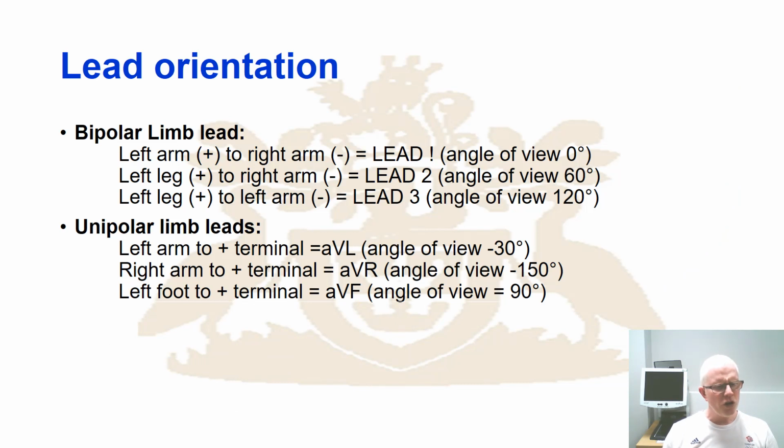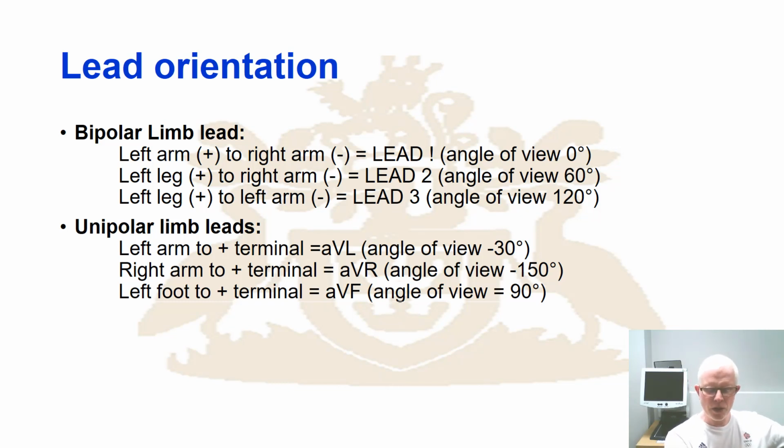The second are what are referred to as the unipolar leads. So we've had our bipolar, but the unipolar again use the arms and the leg. So now we're going left arm positive terminal. This isn't connecting, this is just going on the left arm. This is the positive terminal, that's referred to as AVL, and that gives us about a minus 30-degree angle compared to the heart. The right arm to the positive terminal is the AVR, which gives us about a minus 150-degree angle to the heart. Remember where the heart sits in relation to the right arm. And then the left foot, just to the positive terminal.